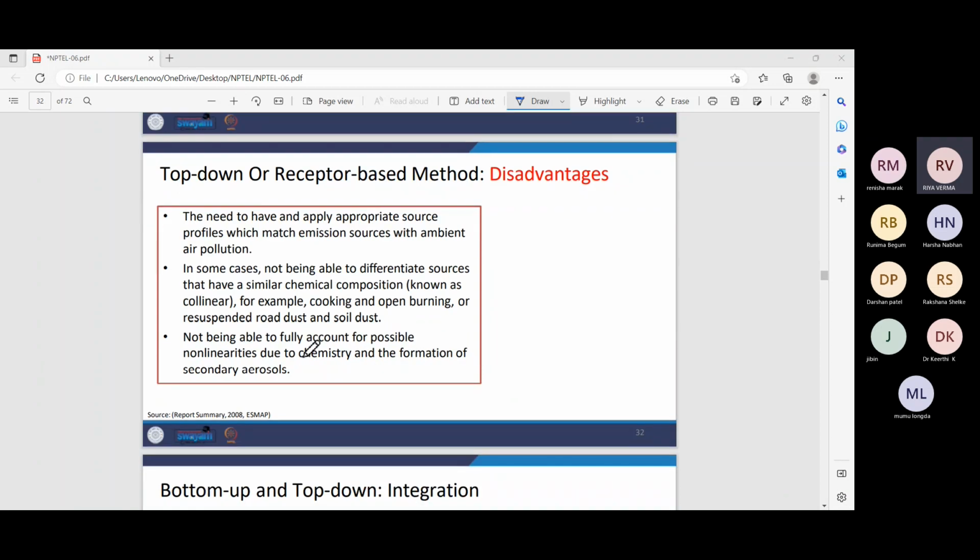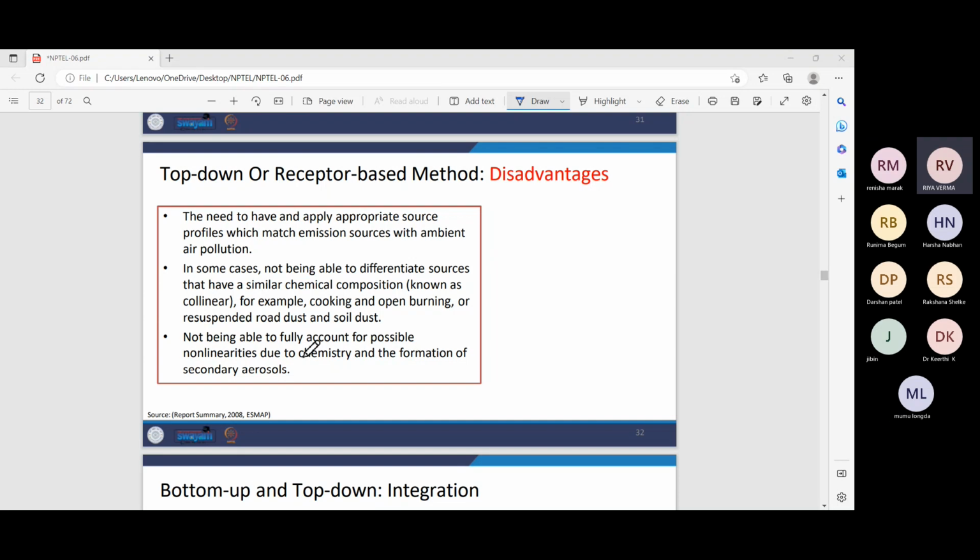Now, it also has some disadvantages. First is the need to have and apply appropriate source profiles which match emission sources with ambient air pollution. It's not necessary that every time we will have a correct match for the source profile and the emission inventories. Next, in some cases we are not able to differentiate sources that have a similar chemical composition, and those sources are known as collinear sources.